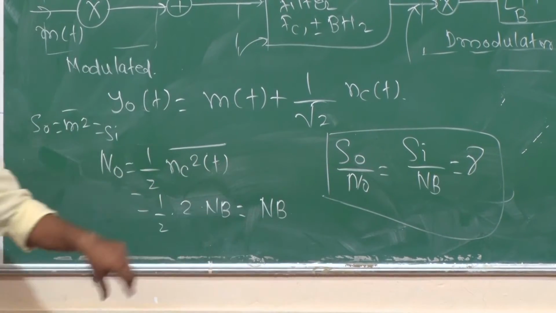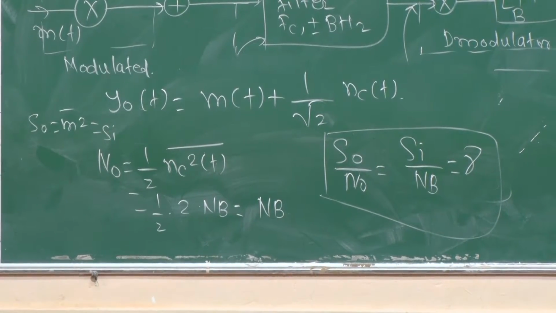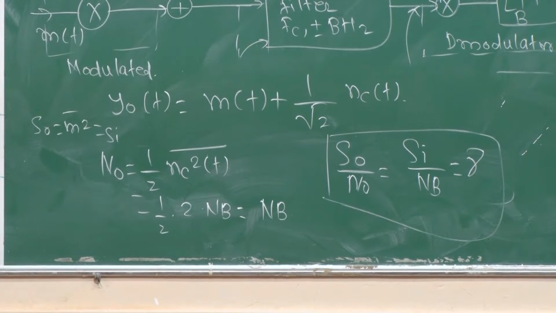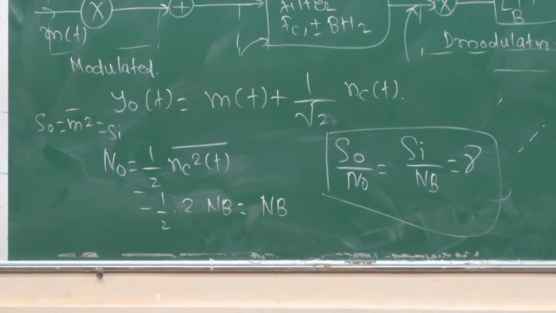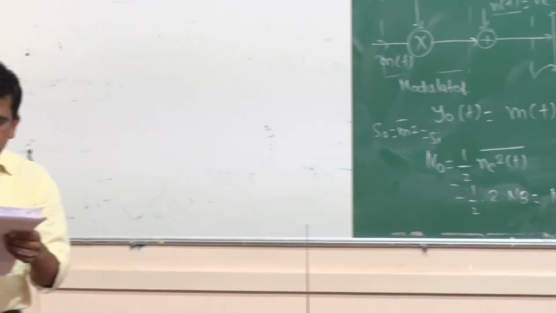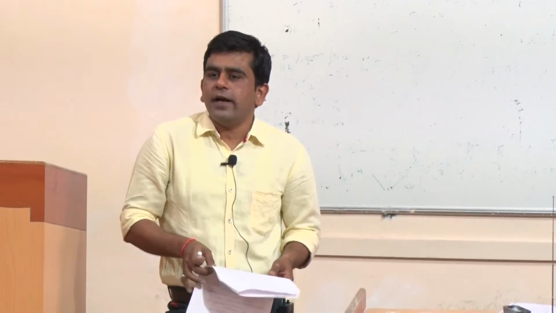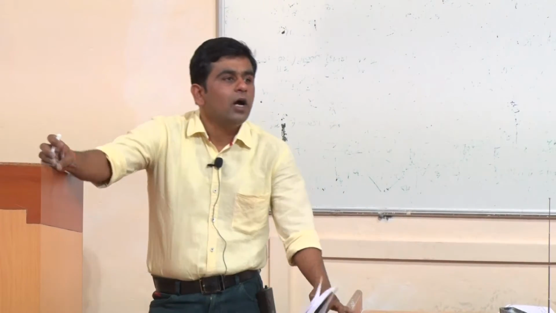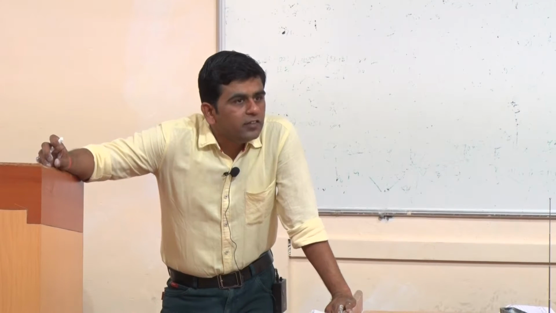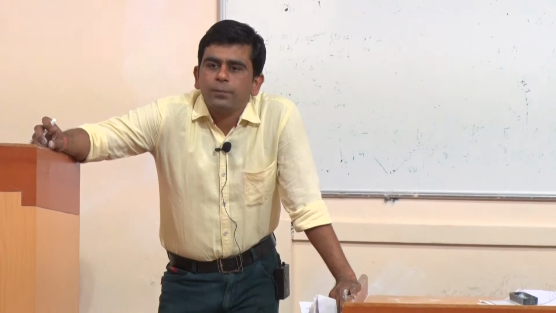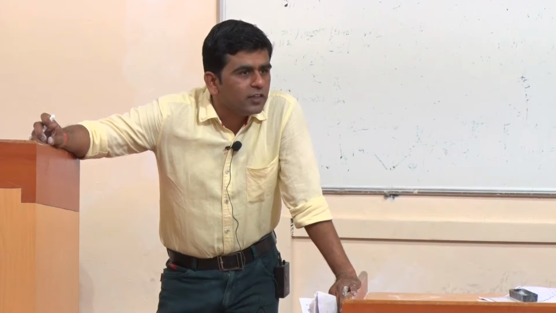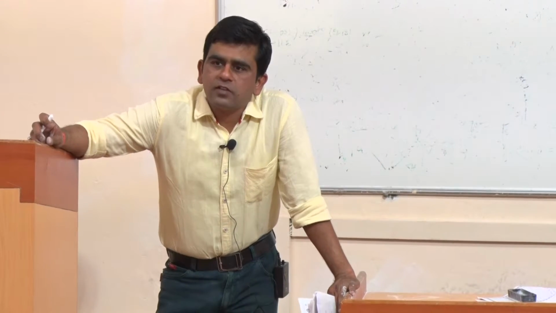Just compare this relation with the relation of baseband signal, baseband communication. In baseband communication, we have the output signal to noise ratio equal to Si divided by NB. This Si divided by NB is nothing but gamma. The output signal to noise ratio is related as gamma. So the same relation still exists for this double sideband suppressed carrier.